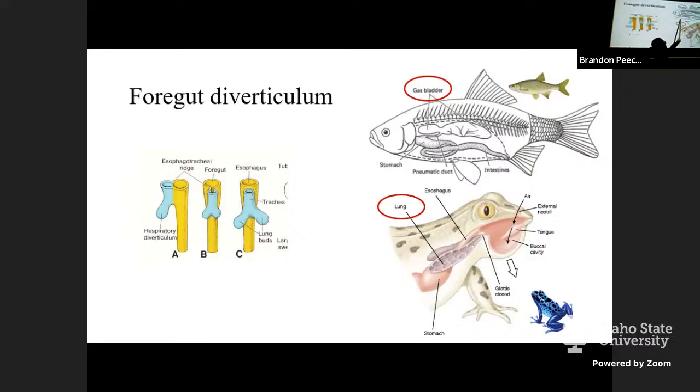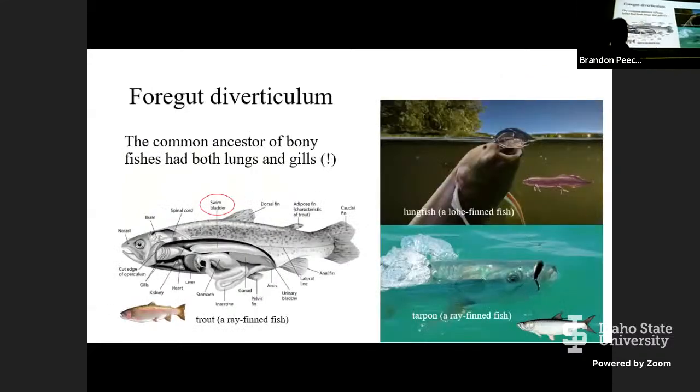So I hope some of you are sitting here thinking, well, wait a minute, are you telling me that that fish has a lung? And that is exactly what I am telling you. The common ancestor of all the bony vertebrates, every bony fish, absolutely positively had a functional lung. Take in air from the atmosphere.